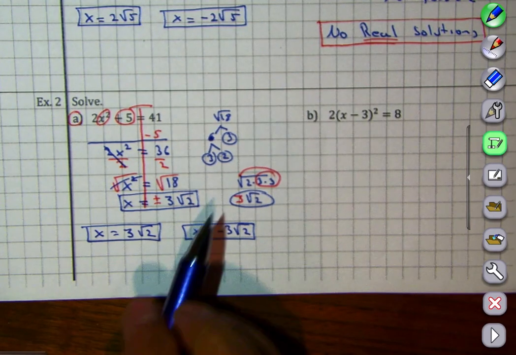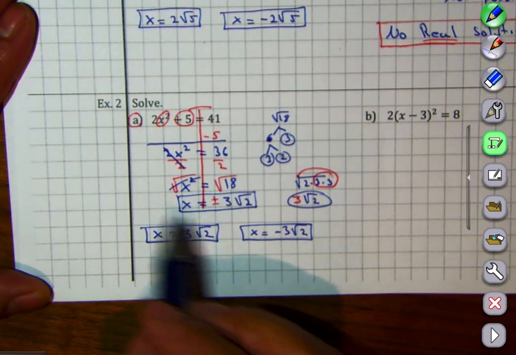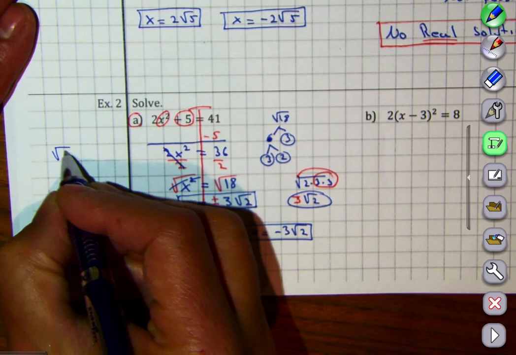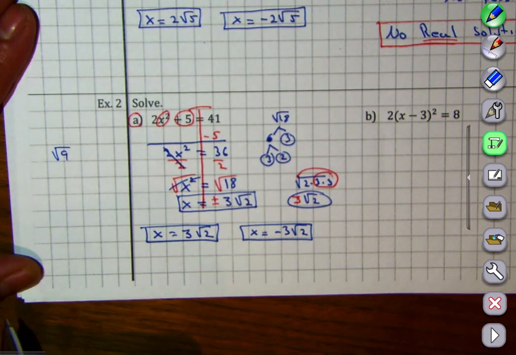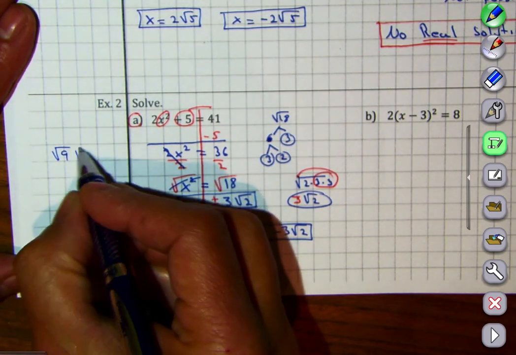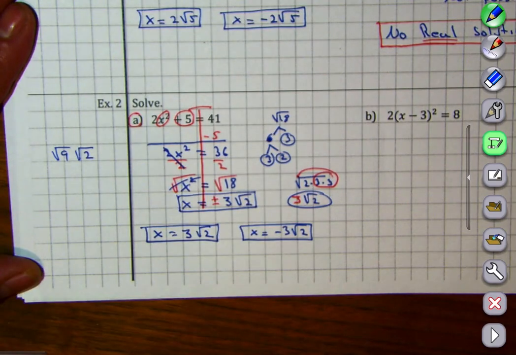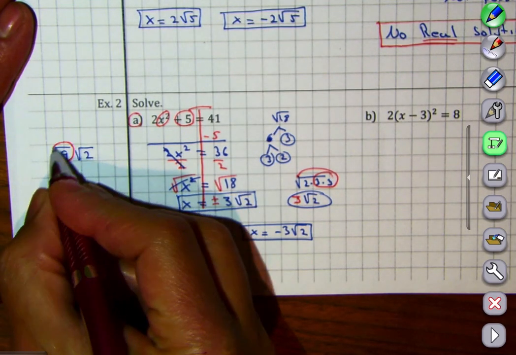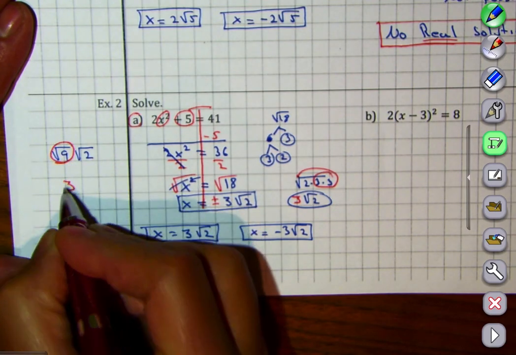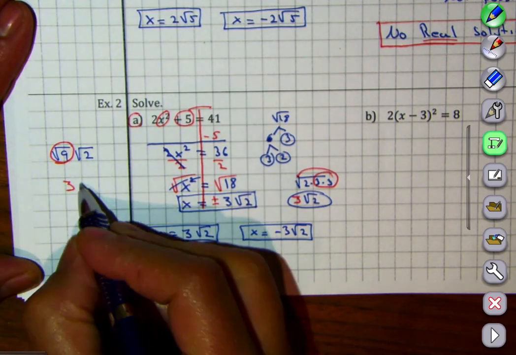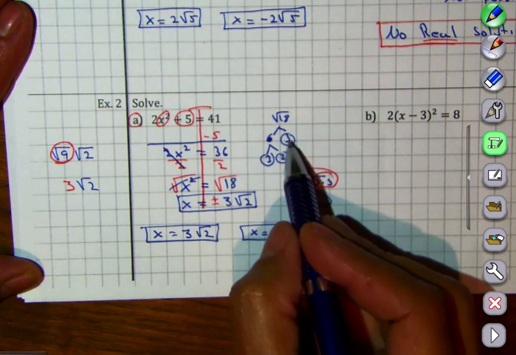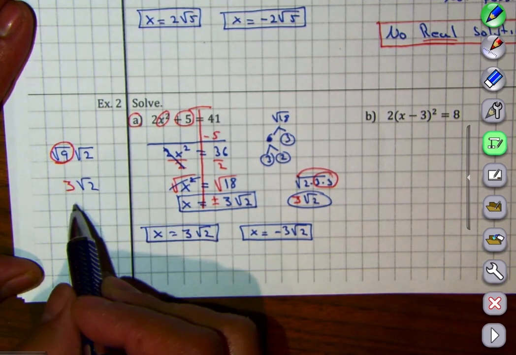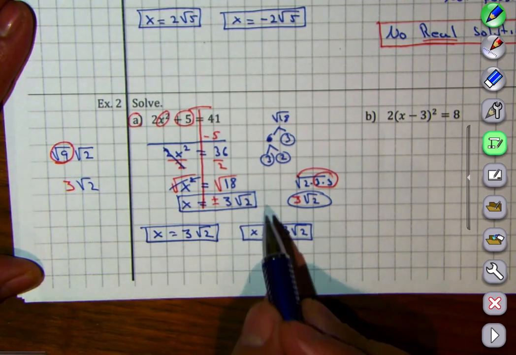Now remember that the square root of 18 can be simplified. If you can think of a perfect square that divides 18, it will be square root of 9 times square root of 2. Remember that you must write down your perfect square first because that will give you 3 and square root of 2. So whether you want to do it this way with the factor tree or with the perfect square, it'll give you exactly the same answer.